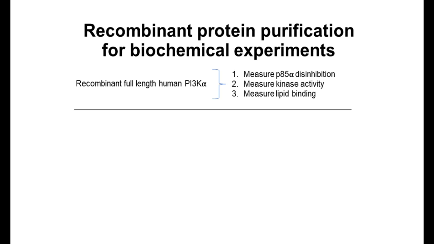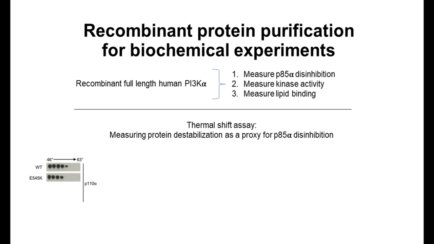Now, to investigate this hypothesis, we prepared recombinant full-length human PI3 kinase mutant protein complexes and subjected them to a variety of biochemical experiments. To investigate P85 disinhibition, we performed an assay called thermal shift. This is an assay that measures protein destabilization, and we interpret that as a proxy for P85 disinhibition. This is the Western blotting.